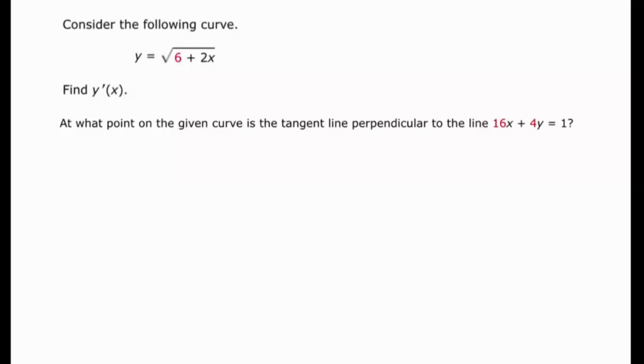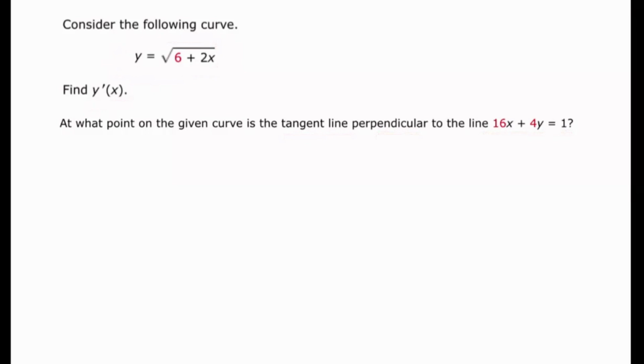So let's take a look at this example. We're given a curve, y equals square root of 6 plus 2x. And first thing we're going to do is find y prime of x, the first derivative of y. And then we're going to determine at what point on the given curve the tangent line is perpendicular to this line. All right, so a little bit of work. Let's go ahead and start with the derivative first.